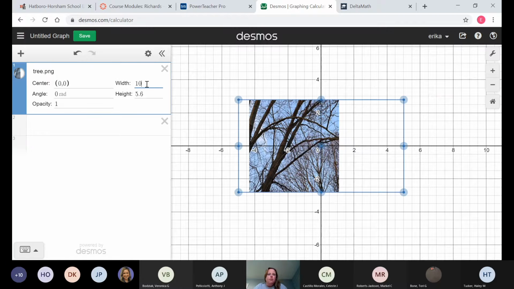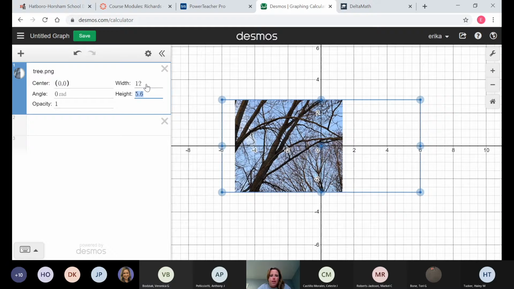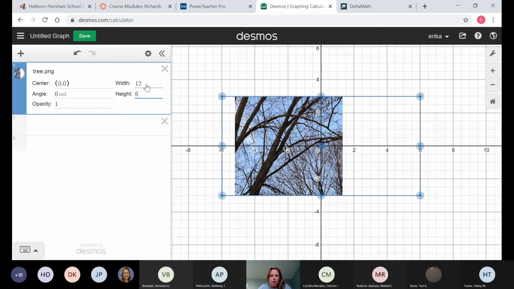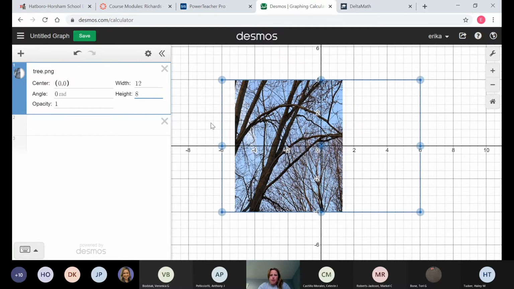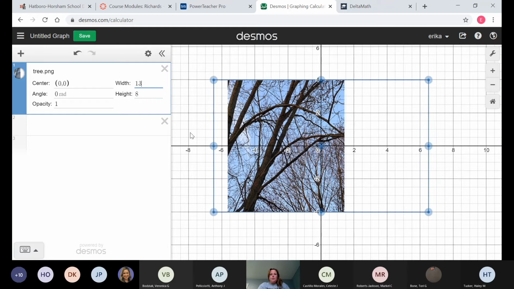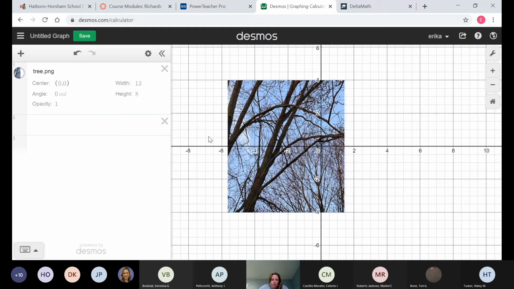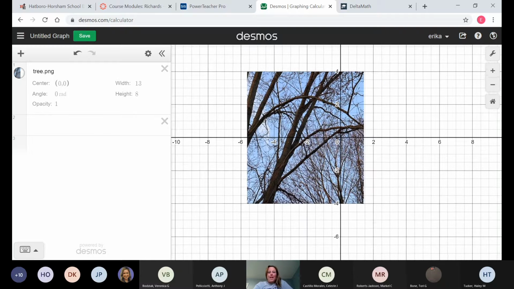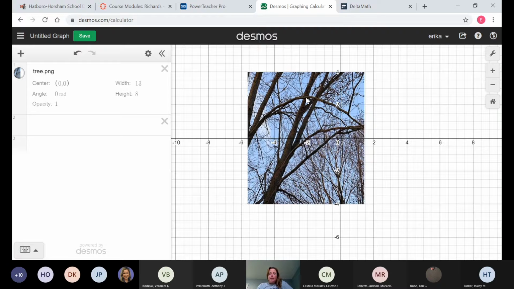I don't know if this makes it bigger. 12 and 6. I don't want to distort it too much, but I kind of wanted to make it a little bit bigger. So you can edit the picture and where it's going to fit on your graph, as long as the vertex is not centered, is not your y-intercept. That's it. Any questions so far?